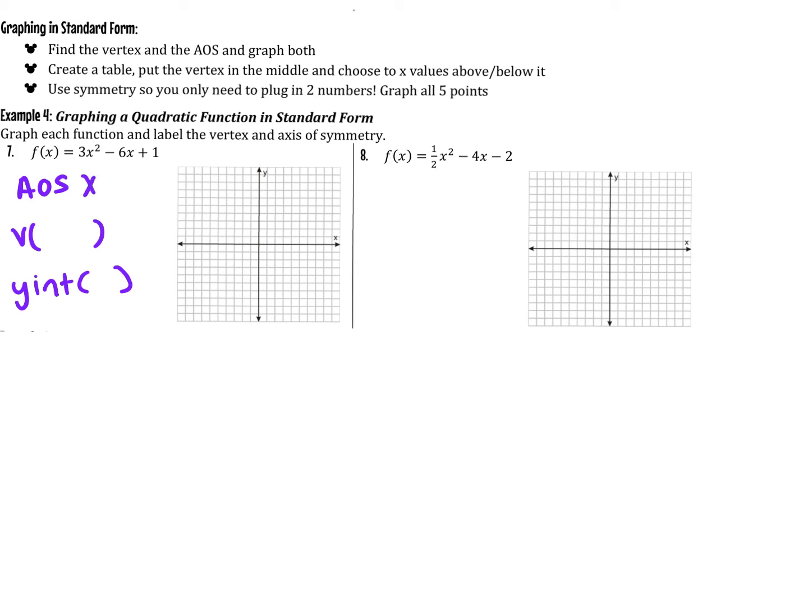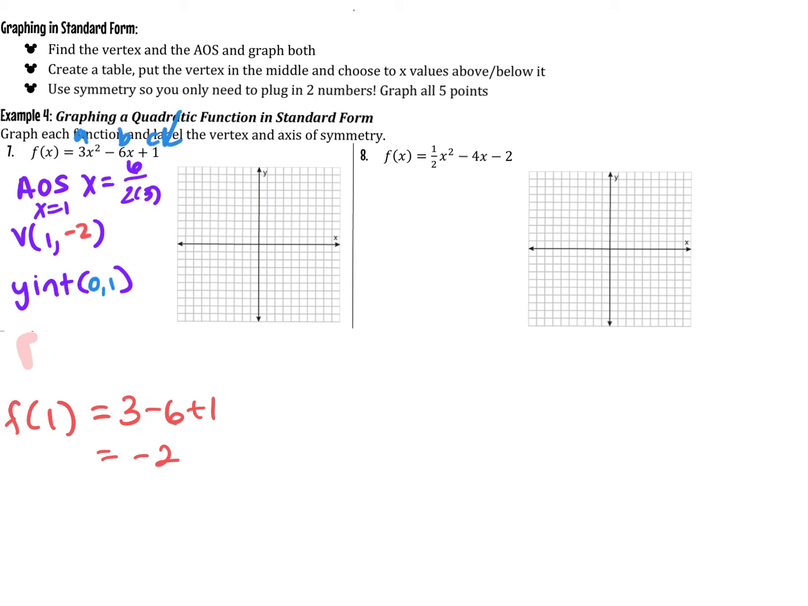So hopefully you had time to do that. The opposite of -6 is 6 over 2 times 3. The axis of symmetry is going to be x equals 1. The vertex is going to be 1, and then what I get if I plug in 1: 3 minus 6 plus 1. So this is going to be negative 2. And then my y-intercept, if I plug 0 in, I get 1. The y-intercept is 0, comma, c. And here's c, right? a is 3, b is negative 6, c is 1.